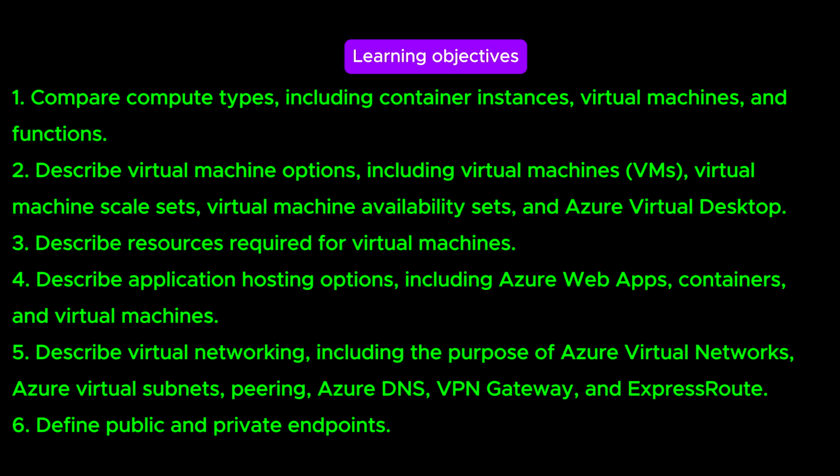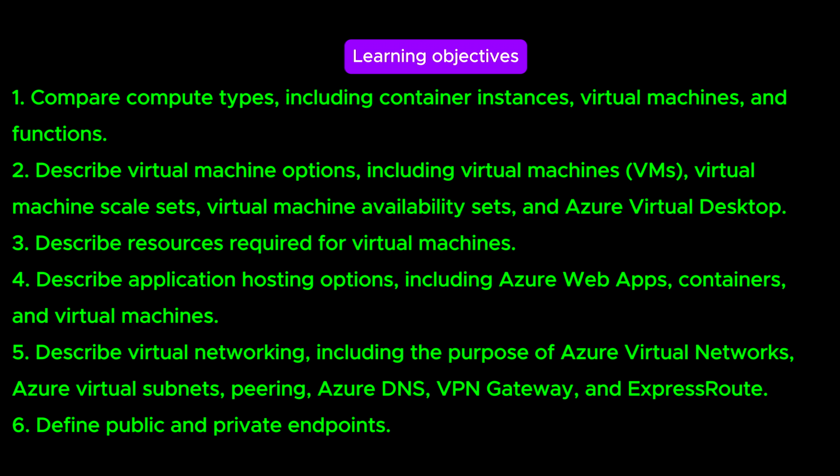The fourth objective is application hosting options. We will be discussing hosting options: we can host on Azure Web Apps, where we can host our application. We can utilize containers. We can also use a virtual machine itself. The fifth one is describing virtual networking.